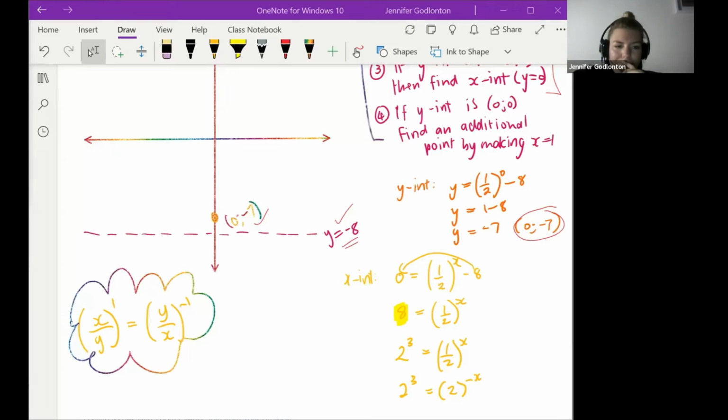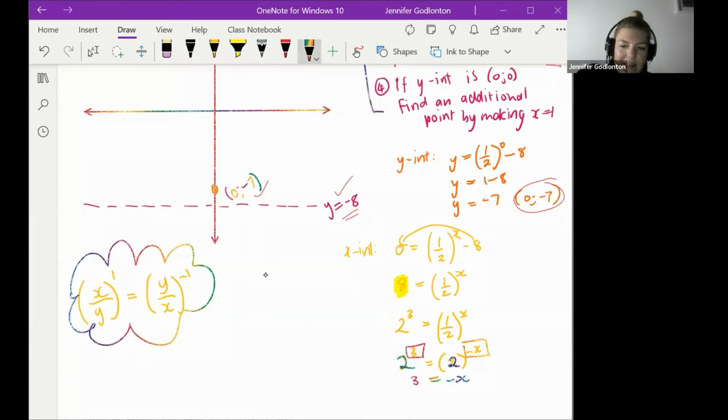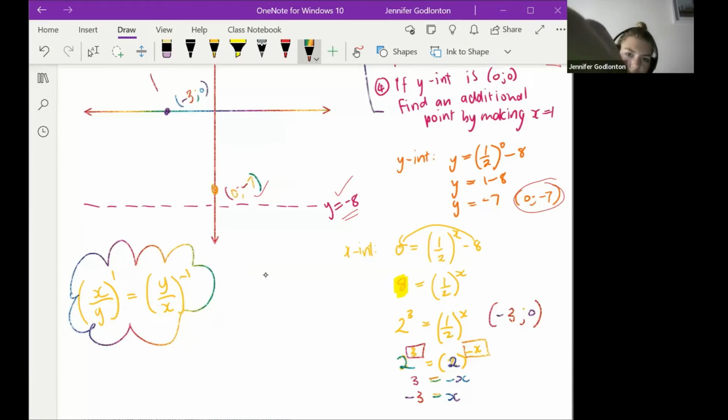From here, now our bases are the same because they both have a base of 2, which means our exponents are the same, which means 3 is equal to negative x. So if 3 is equal to negative x, then x is equal to negative 3. And so my coordinates will be negative 3 and 0. And then we just plot that. Exactly, negative 3 and 0. And then we draw in our little graph. Make sure the arrows are nice.